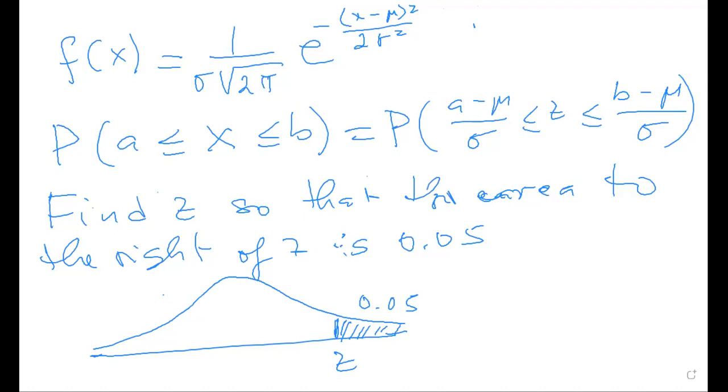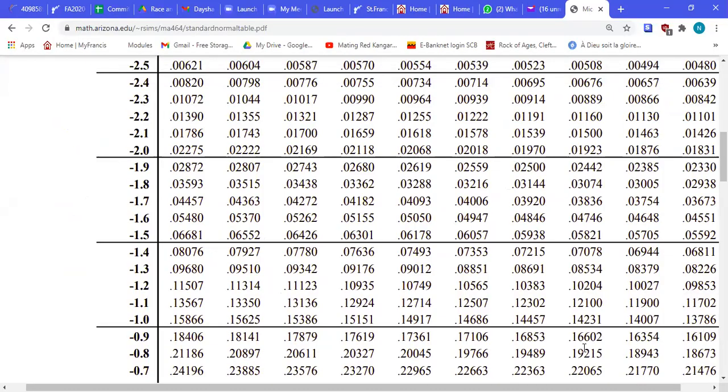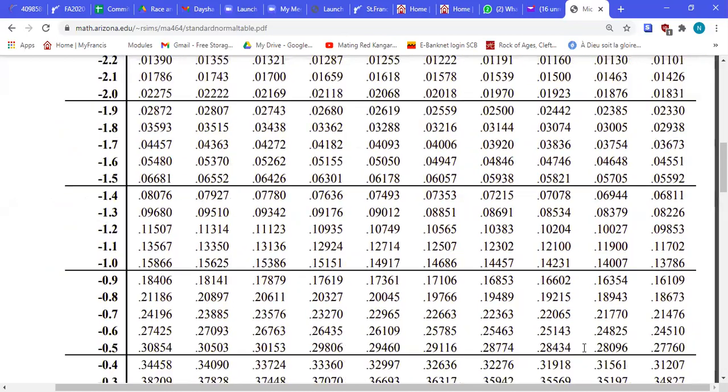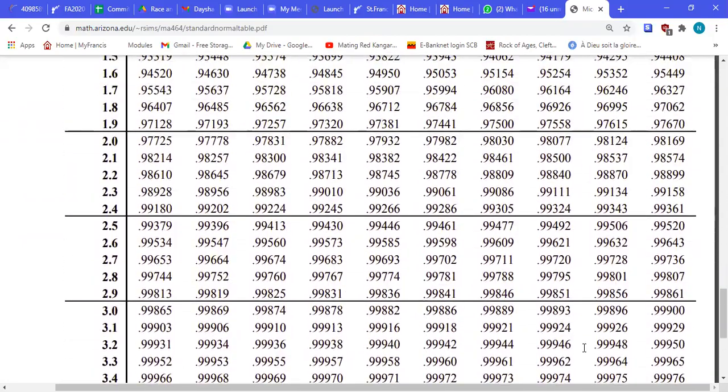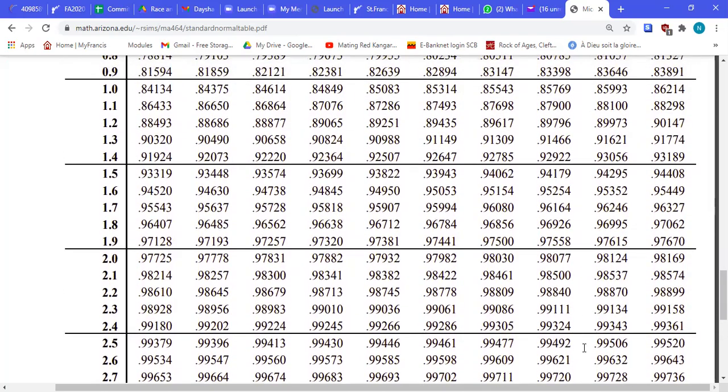So what we do here is we go to the normal table. One minute, we will do this. This is the normal table. And we want to find Z so that the area to the right of Z is 0.05. Now, to the right of Z, we are at the positive side, so we go to the positive area. If the right of Z is 0.05, and this table is only giving us the left of Z, then we will do 1 minus 0.05 to get the left of the same number. And that will be 0.95. So we are somewhere here. So that Z value is 1.65. This is 1.6. 1.645 is at the middle.